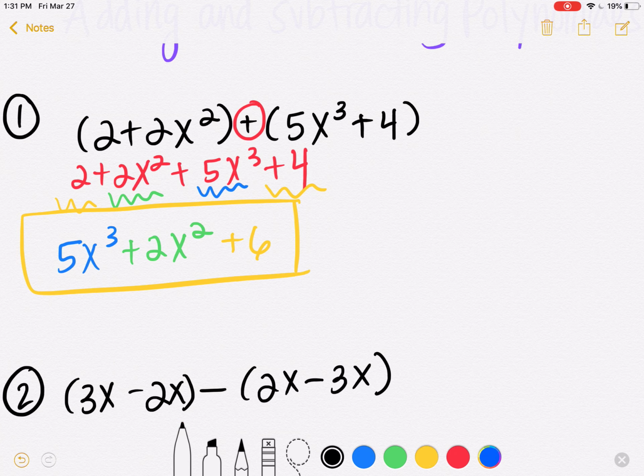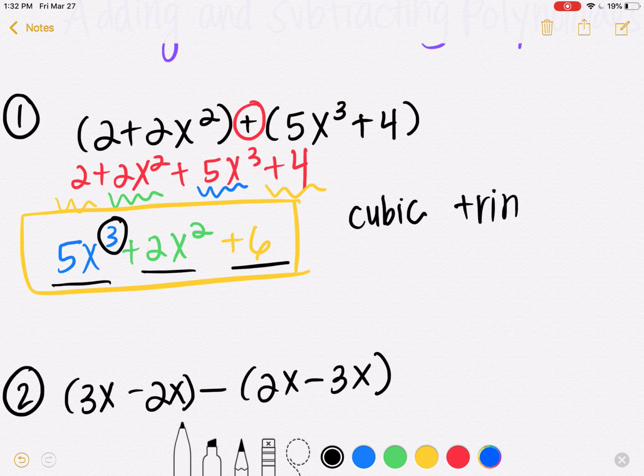I'm also going to name this polynomial. So this polynomial is a third degree polynomial. You want to look for the highest power. Because it's third degree, it's called a cubic. So this is a cubic, and there are 1, 2, 3 terms. So it's a cubic trinomial. Okay, that would be the name of it.